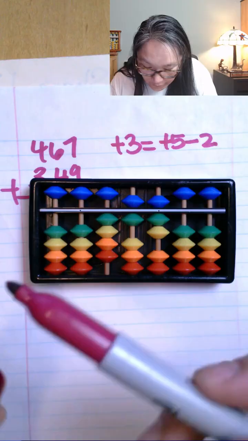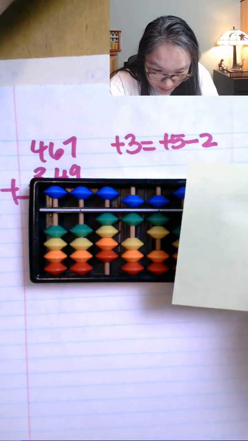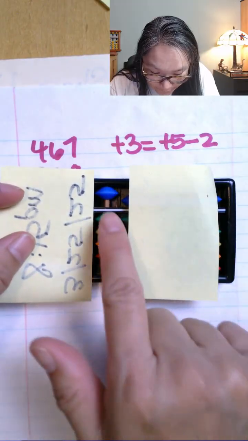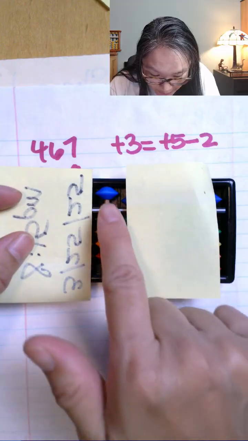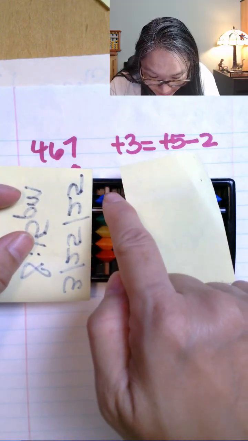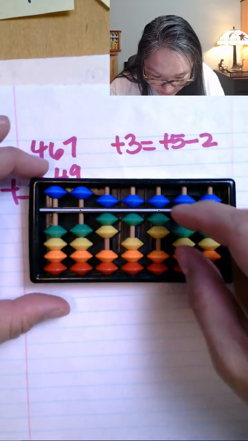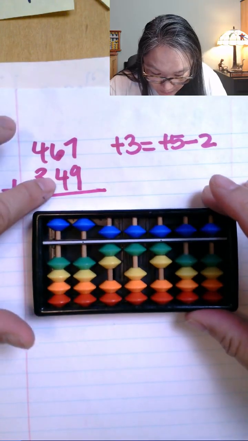So what we do is we focus on the actual column itself. What are we doing here? We're adding 3. When we add the 3, we just need to plus the 5, take away the 2. So we're very specific. 6, 7. Okay, right? So then the next one we're going to do 4.